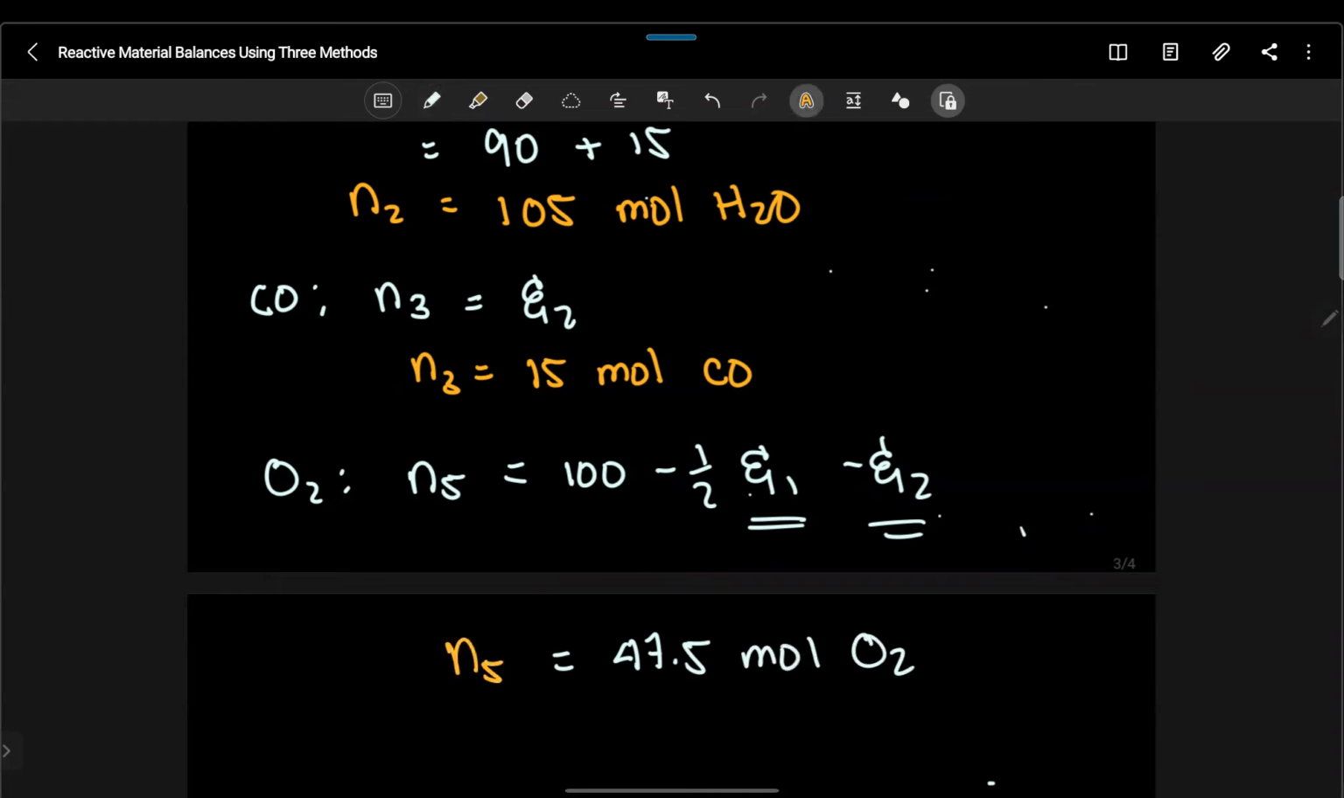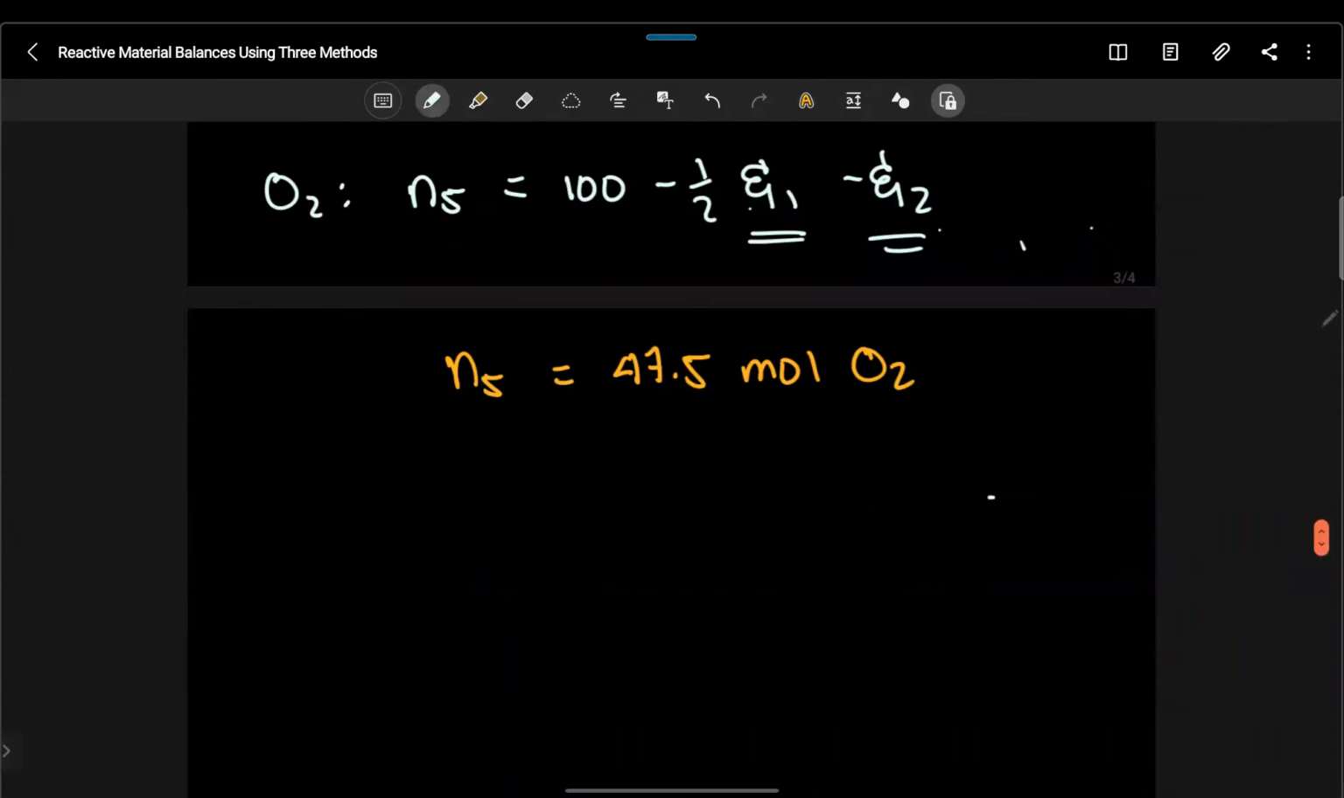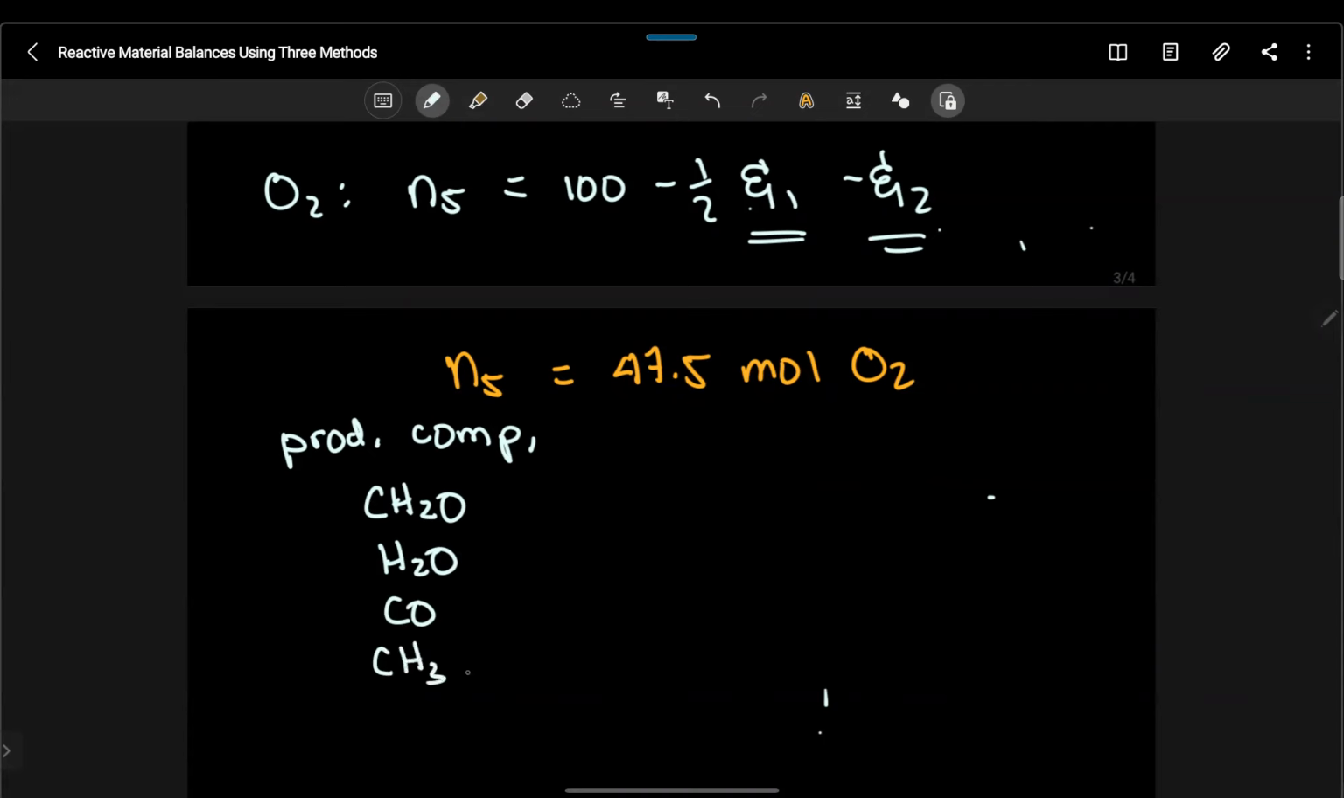Okay, so we have completed the unknowns. Let's just summarize a little bit. So, product composition. Formaldehyde, water, carbon monoxide, methanol, oxygen, nitrogen. So, yung mga nakuha nating moles, okay, ay ang mga sumusunod.